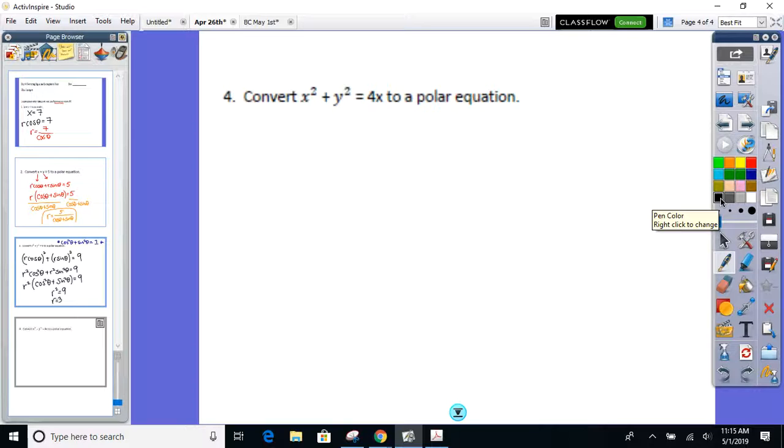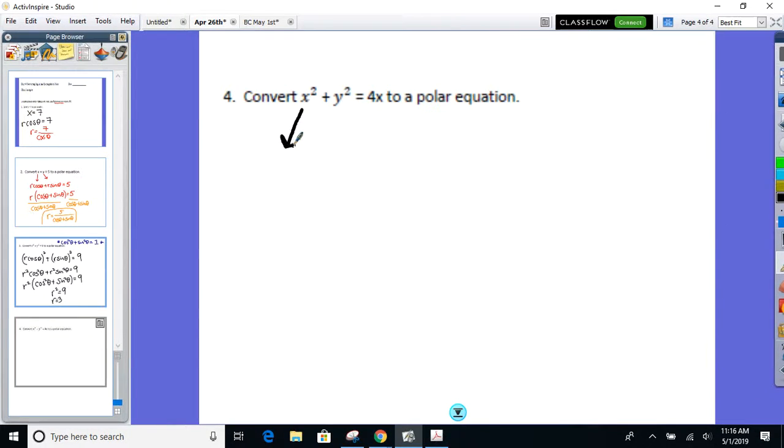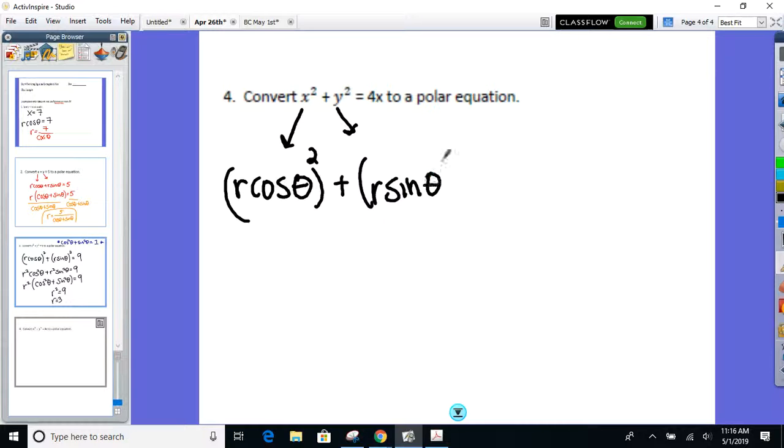And we got one more here. What's this going to be? X and Y are still squared. Oh, no. Still going to be a circle at the end. Here we go. What are you going to sub in for X? R cosine theta, all squared. What about for Y? R sine theta. Oh, we got a little something extra on the other side, huh? 4 times what? R cosine theta, yep.